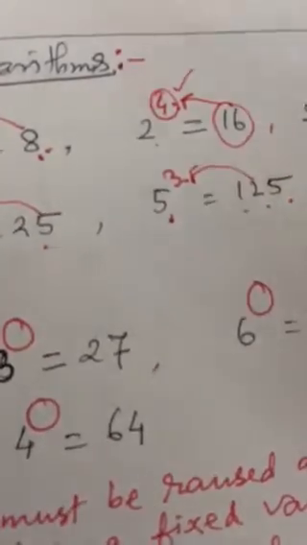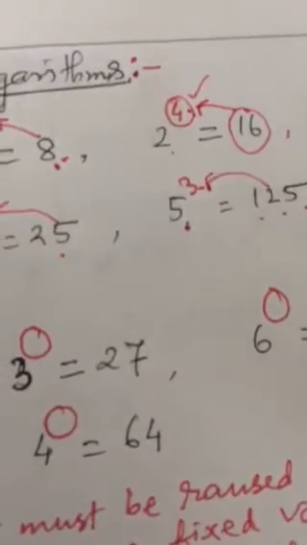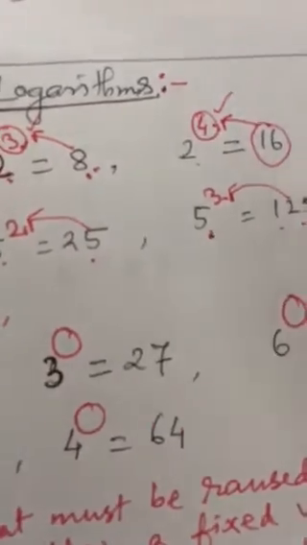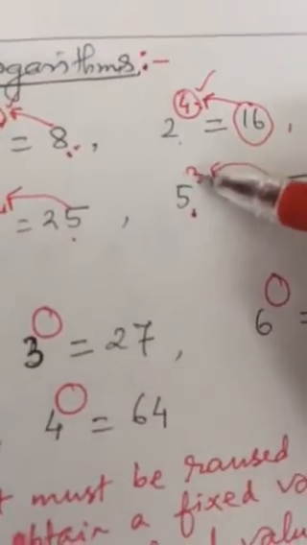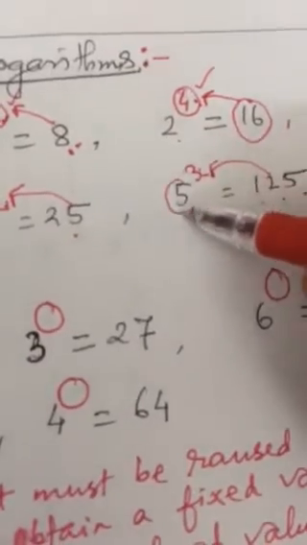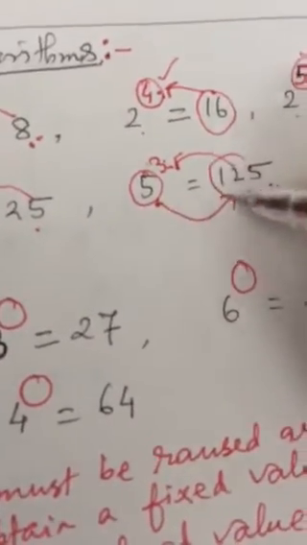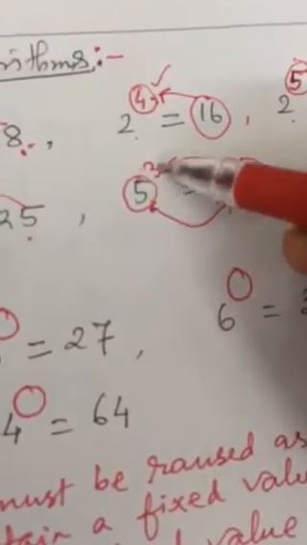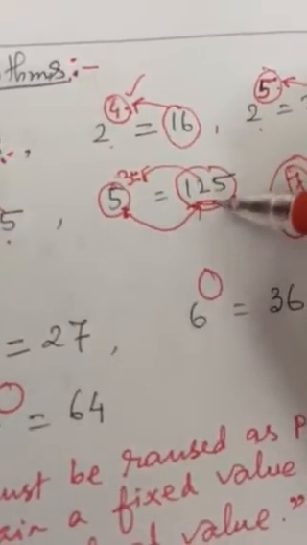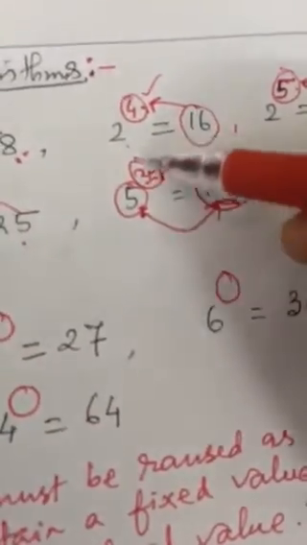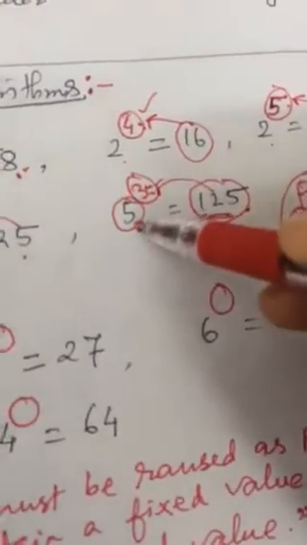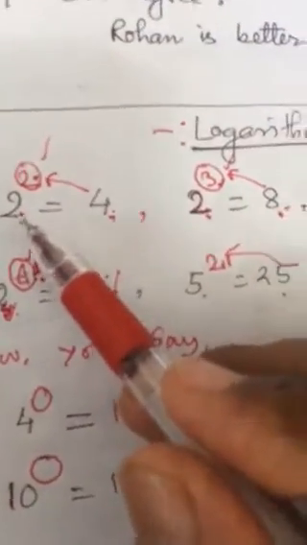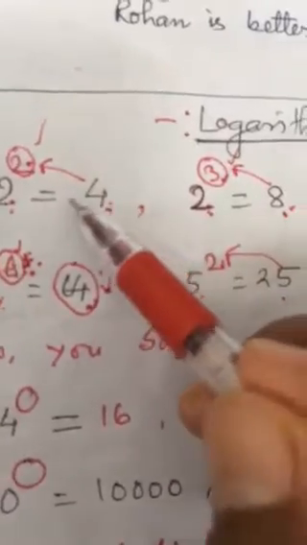Try to understand the definition of logarithm. The exponent that must be raised as power to a fixed base to obtain a fixed value. What exponent must be raised to this base to obtain this fixed value? That exponent is called the log of 125 to the base 5. So this is how to read. It is given in exponential form, 2 to the power 2 is equal to 4.